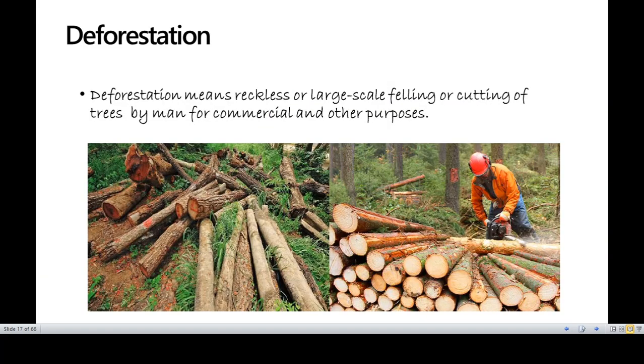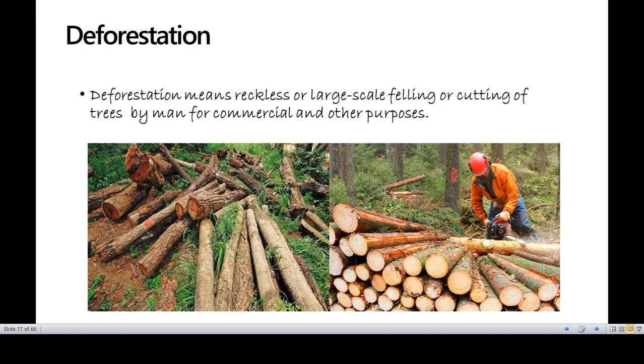Let's start with the very first question which arises before us, that is deforestation. So what is the meaning of deforestation? It is very easy to understand deforestation. That means some kind of cutting down of trees by humans. Okay, that is called deforestation. So that is the only part which we keep in mind.